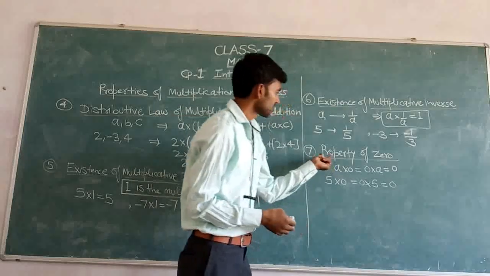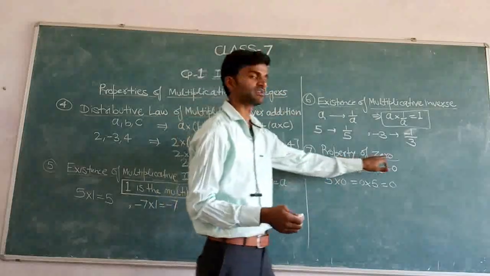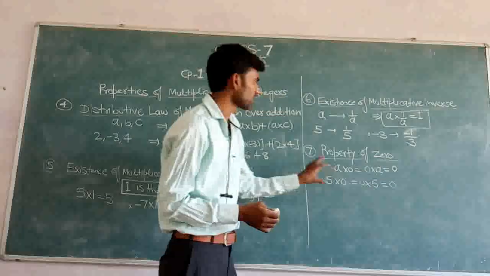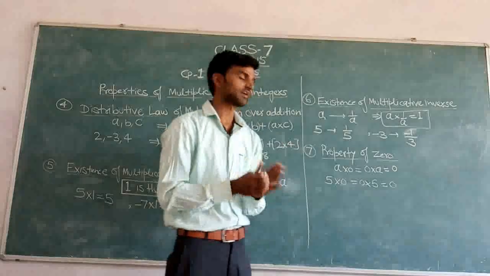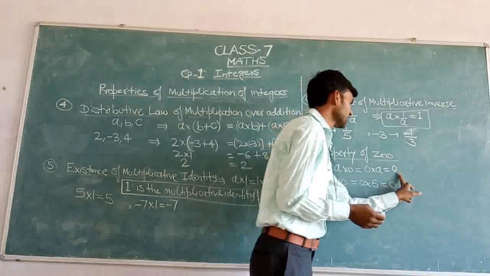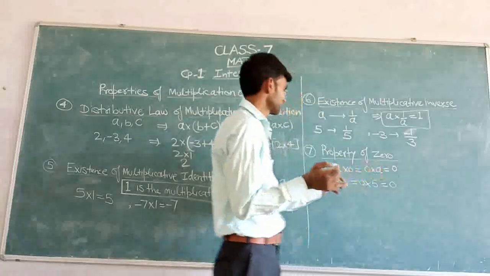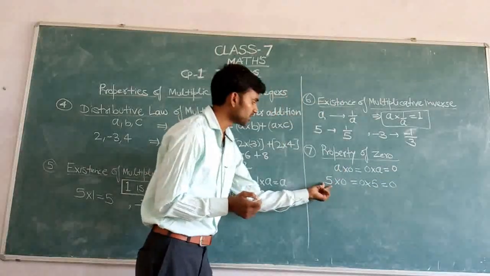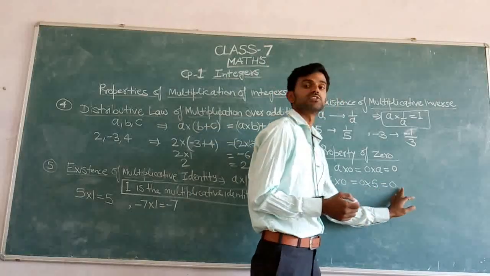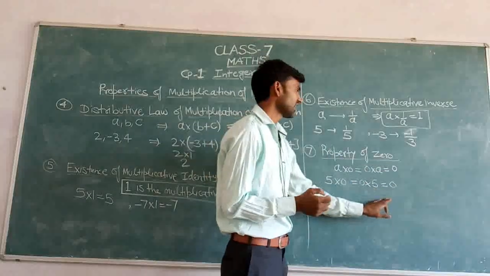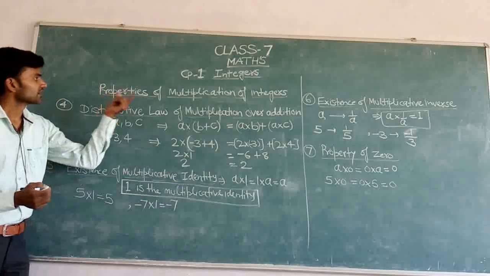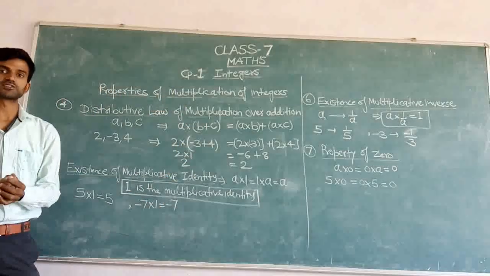Now come to the next property, the property of 0. You all know about this property. When any integer is multiplied by 0, or 0 is multiplied by any integer, the result is always 0. For example, when 5 is multiplied by 0 or 0 is multiplied by 5, we always get 0. So this is called the property of 0. So these are the properties of multiplication of integers.